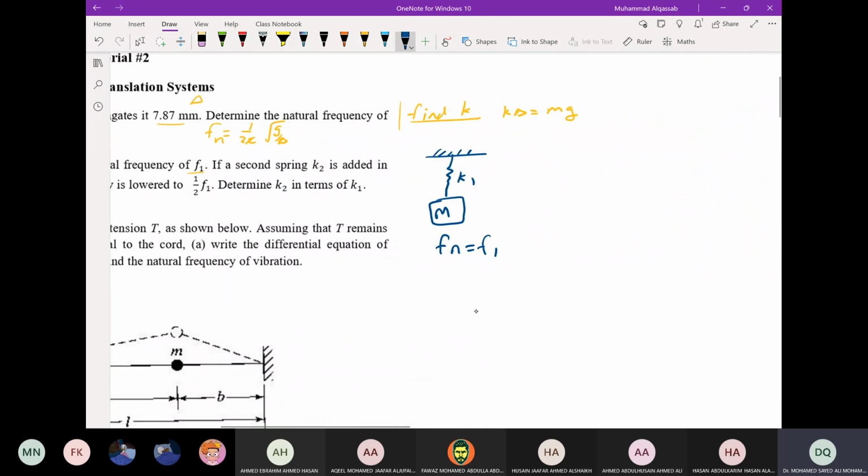So it means there is a second system. This is the first spring with stiffness K1. Another spring with stiffness K2 is added in series with the first spring. And then this is the mass, the same mass. The natural frequency here is half F1. So suppose K1 and M are known, find K2 in terms of K1. This is the problem.